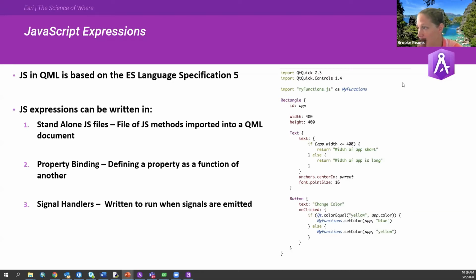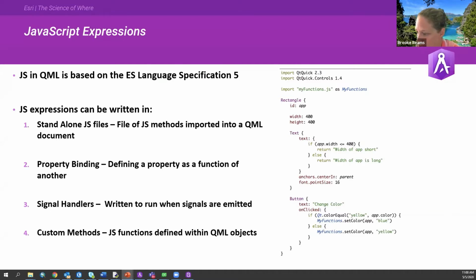A third way is through signal handlers, and those, if you're familiar with other languages, are the same as events. So signal handlers are where we can write JavaScript code when a certain signal is emitted. So in the sample that we have here on the right, the signal that we're using is on the button. So the button has a clicked signal, and so the signal handler syntax is onClicked. And then within the curly brackets, we have our JavaScript code, which in this case is a condition to check the color of the rectangle.